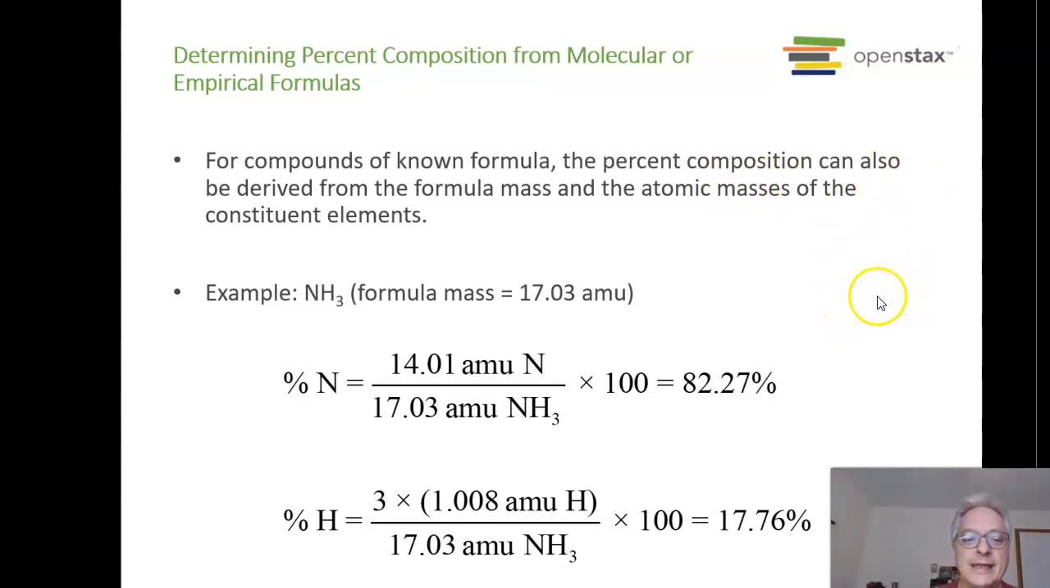So if I go ahead and get the percent nitrogen, well, I know I have 1 nitrogen, so that's 14.01. Again, either use AMUs or grams per mole, doesn't matter. Divide it by 17.03 times 100, and your chemical compound would be 82.27% nitrogen and 17.76% hydrogen. Nice little patriotic amount of hydrogen there. So you know how to do that. No big deal.